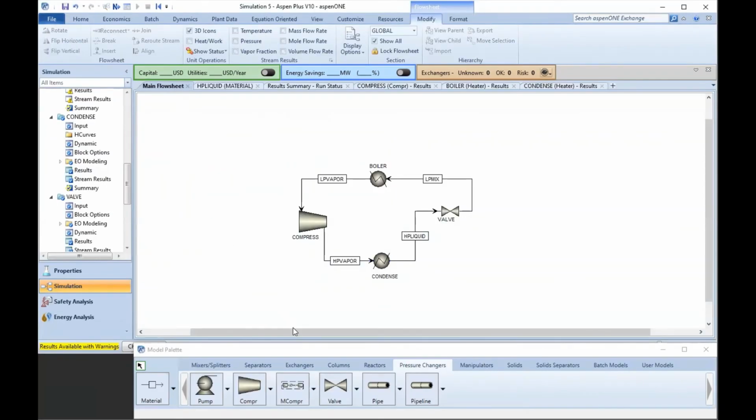So that is how you make a Rankine cycle and a refrigeration cycle in Aspen Plus. I hope this tutorial was helpful.